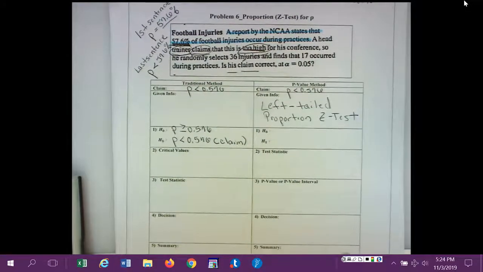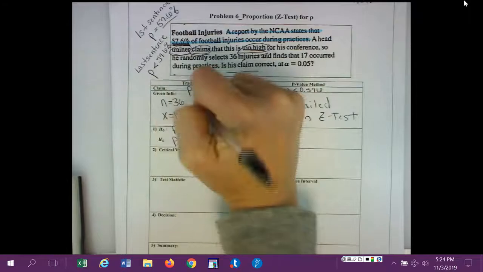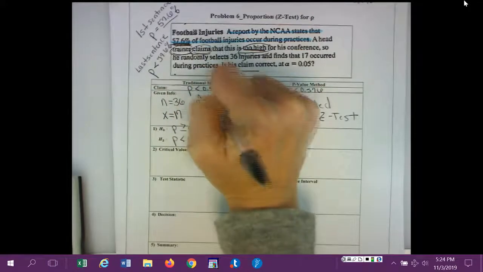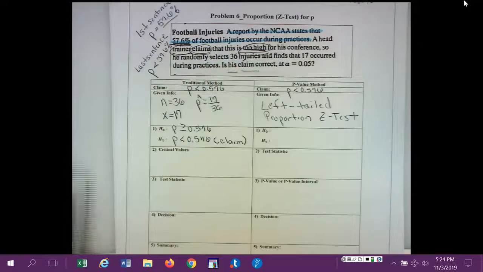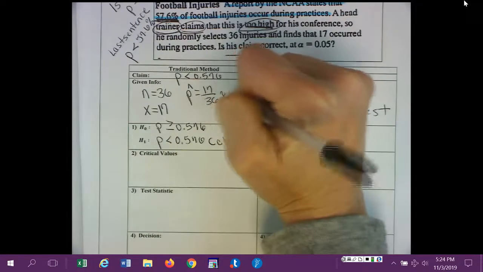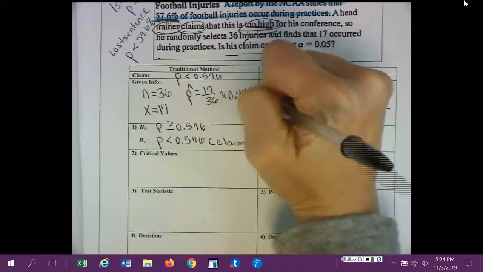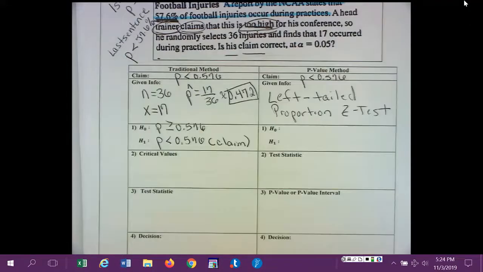To test his claim, the head trainer considers 36 injuries and he finds that 17 occurred during practice. So P hat is going to be 17 out of 36. Again, if it's not nice, then we will round to 3 places accurately. That's going to be 0.472 repeating, so we're going to use 0.472 to 3 places accurately.